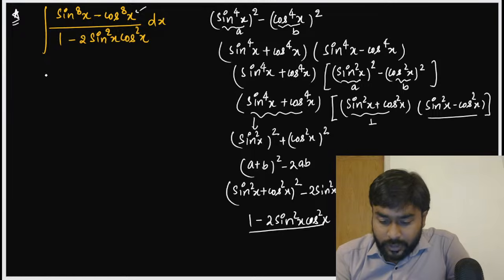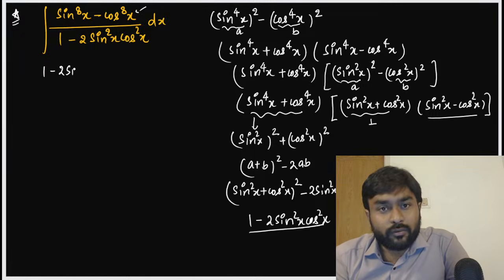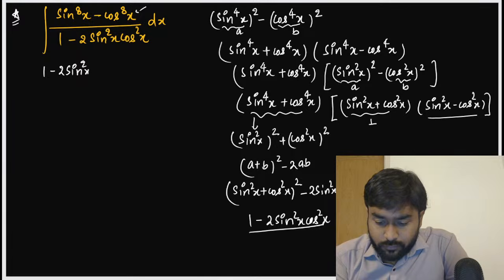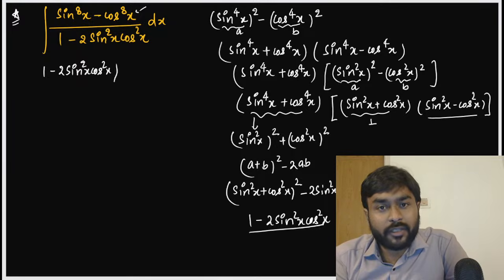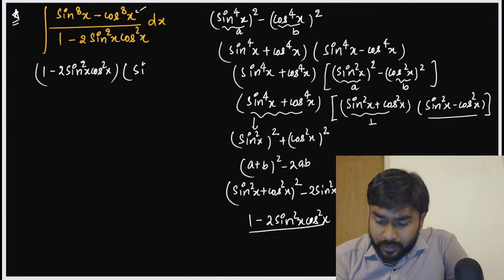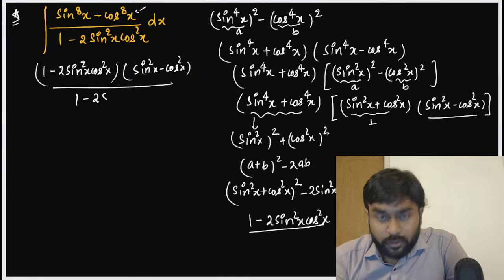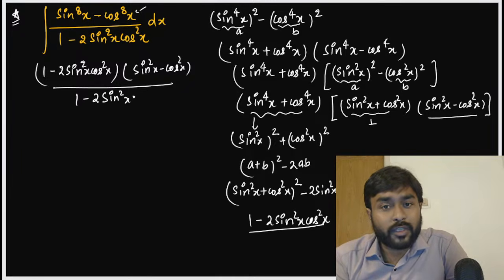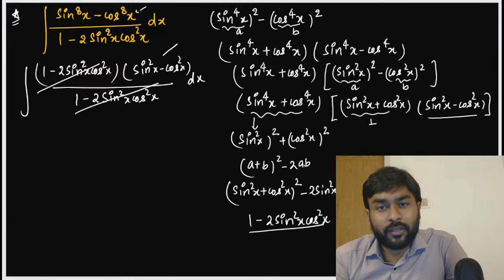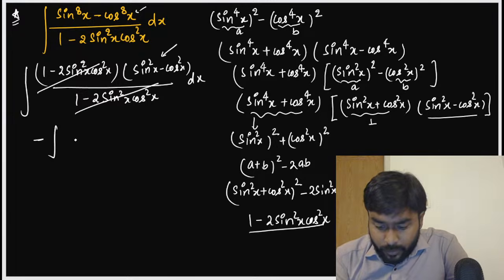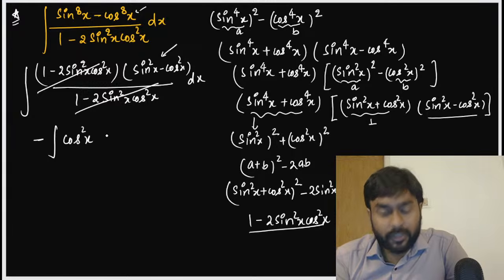So this we will write in the numerator: 1 minus 2 sine square x cos square x, and the second term will be sine square x minus cos square x. And the denominator is 1 minus 2 sine square x cos square x. Then this and this we can cancel, and from here if you take minus common it will become cos square x minus sine square x.